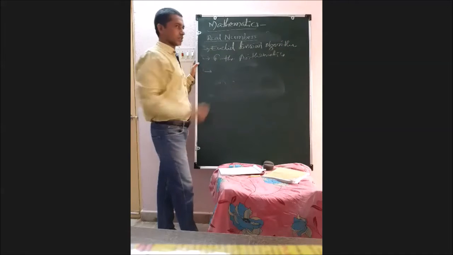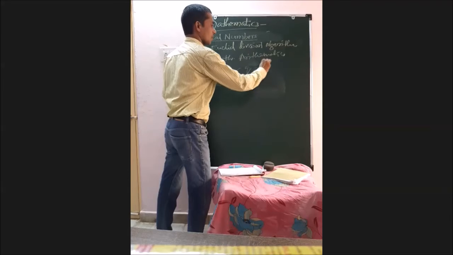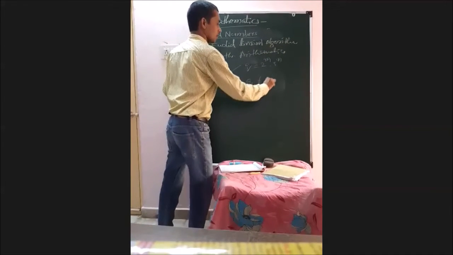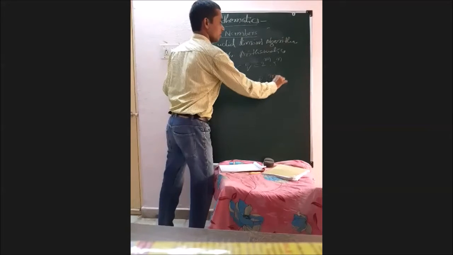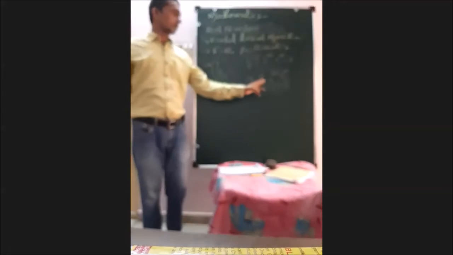then one more thing. If a number is in the form of p by q, whether it is terminating or non-terminating, we decide based on whether q is in the form of 2 power m 5 power n. If q is in the form of 2 power m and 5 power n, then it is a terminating decimal. If not, it is not terminating.